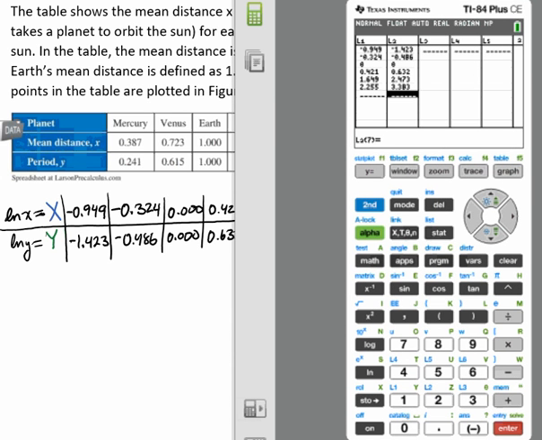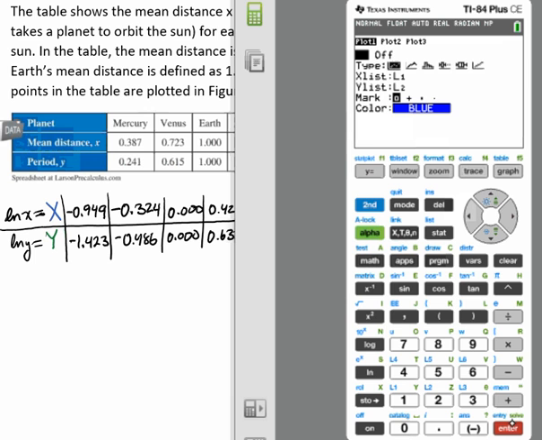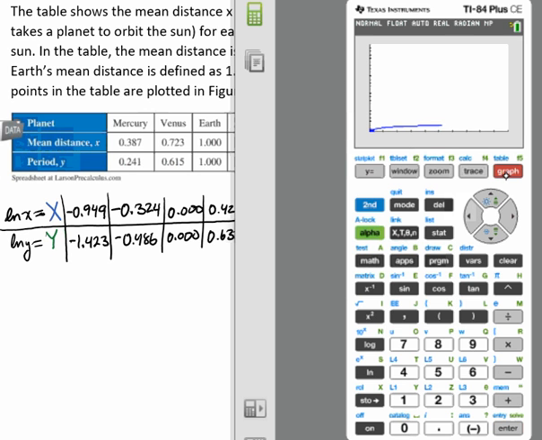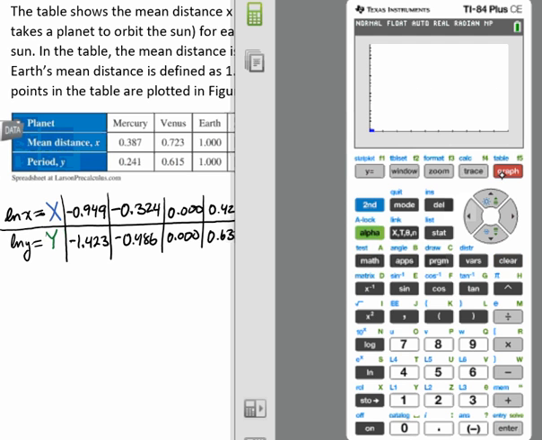Okay, so now that we have all those entered in, we're going to take a look at our stat plot here. So we're going to go into our stat plot and turn it on if it's not already on. Then we're going to go into our graph. So we'll hit graph. Oh, looks like I have some equations in there. So we'll clear out any equations that we might have. Hit graph, and looks like we need to adjust our window.